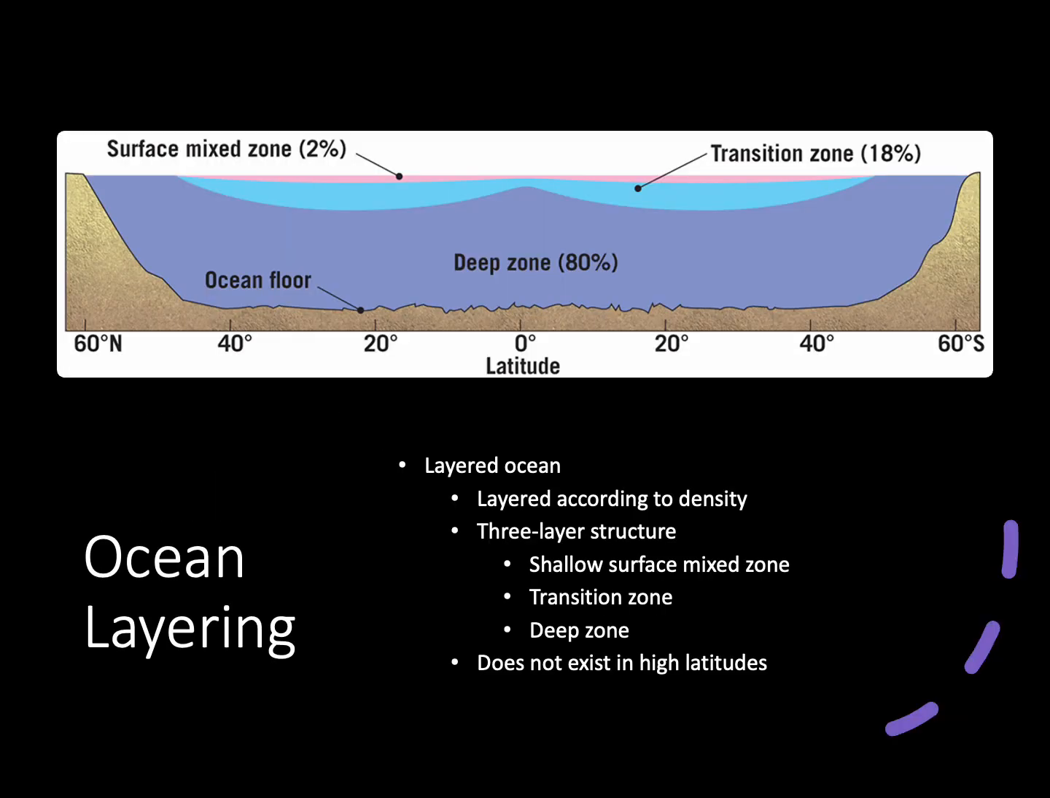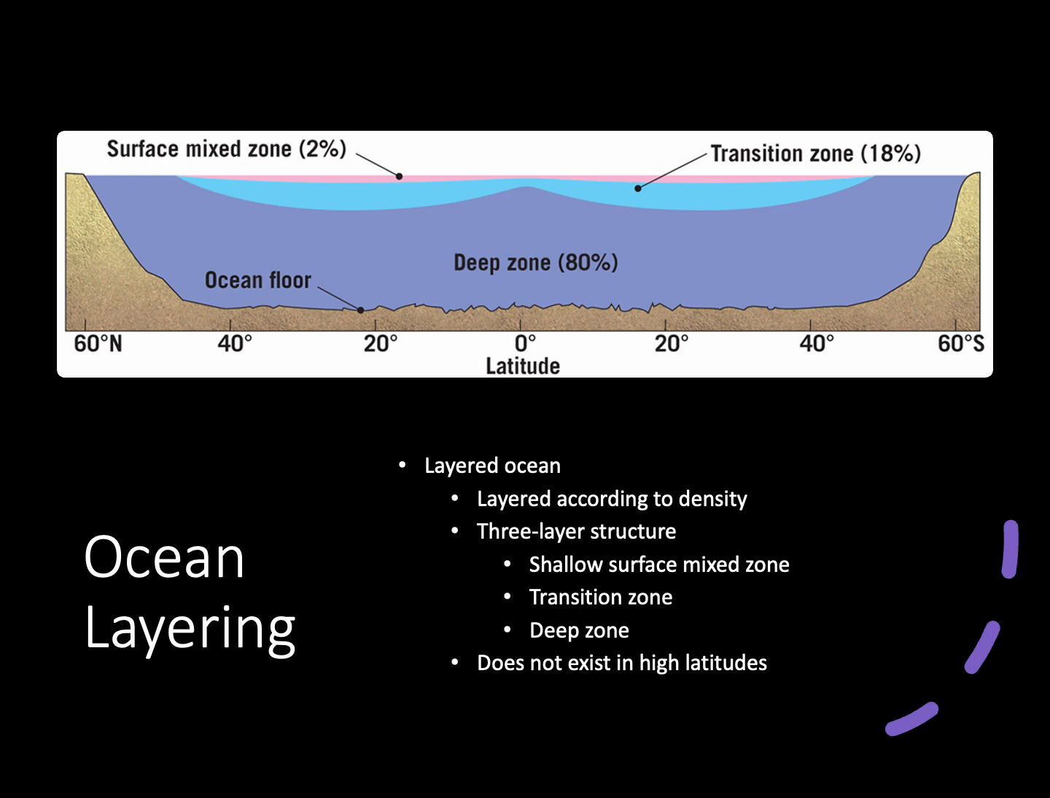All of this leads to our oceans having different layers. Kind of like a 3-layered cake, we see that our oceans have 3 layers on most of our planet. Because we don't have the thermocline or the pycnocline, those rapid changes in temperature and density, in our high latitudes around our poles, we don't have this layering there. But everywhere else on our planet, we see that our oceans are layered in 3 different layers based on their density. The uppermost layer is called our surface mixed zone, shown here in pink.